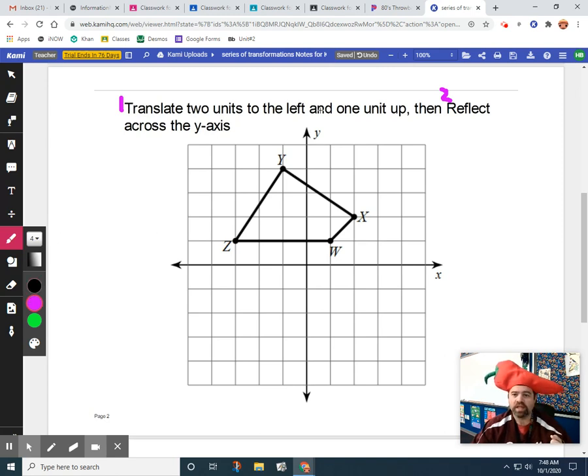So I'm going to translate 2 to the left and 1 up. So 2, 1, there's my new z. 2, 1, there's my new y. 2, 1, there's my new x. 2, 1, there's my new w.